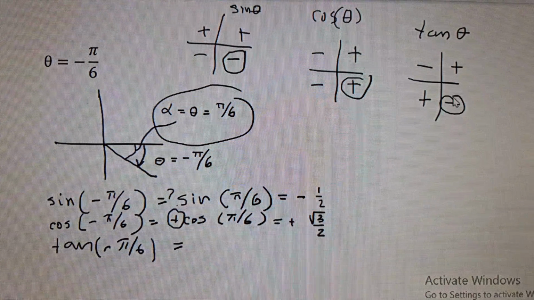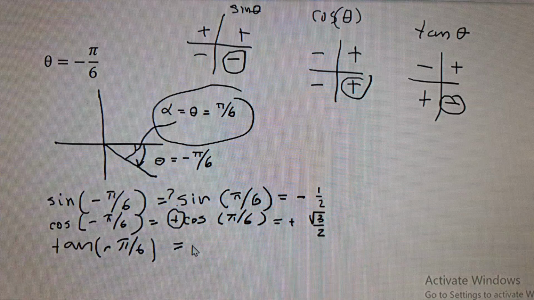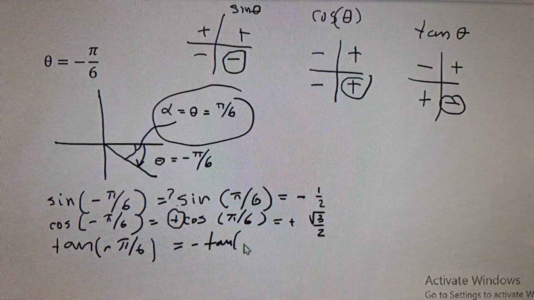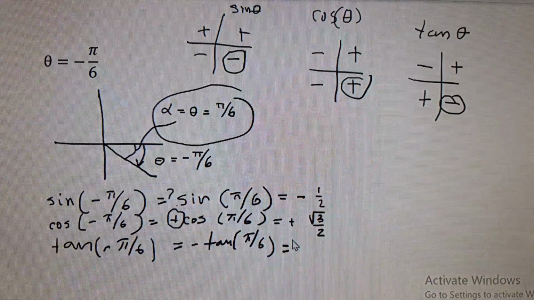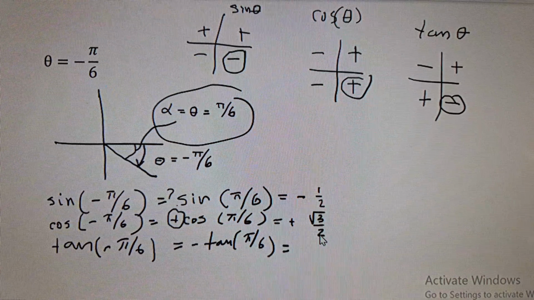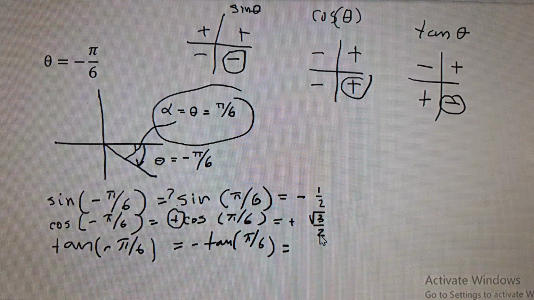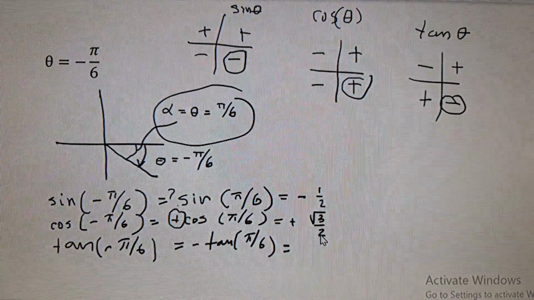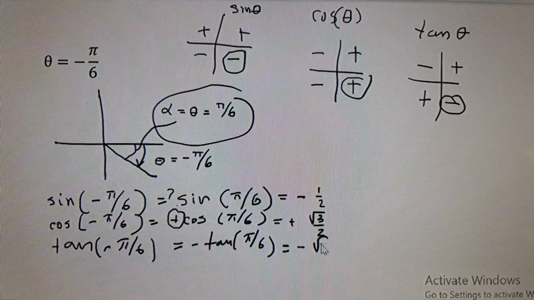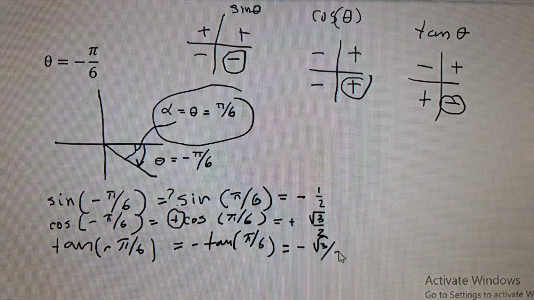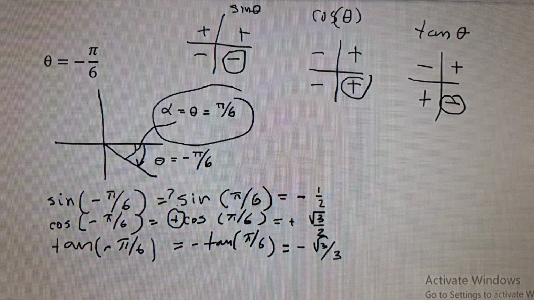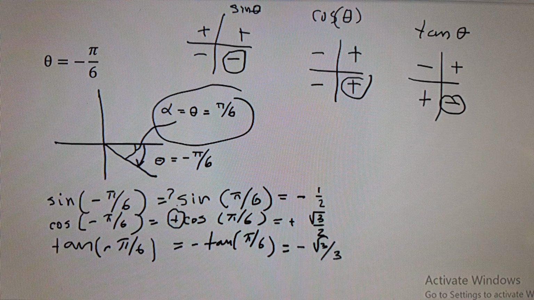Well, we are over here, so that's going to be minus tangent of pi over 6, which is going to be equal to minus square root of 3 over 3. Let's go to the next example.